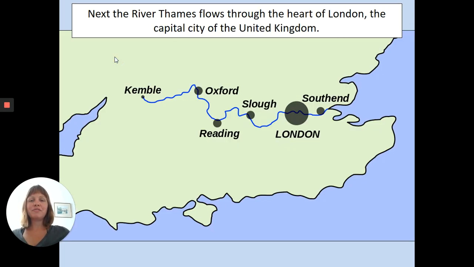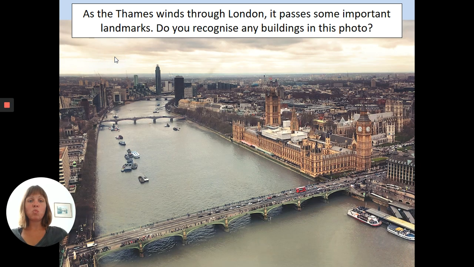Okay, so next, the River Thames flows through the heart of London, the capital city of the United Kingdom. We've taken a journey from Kemble through Oxford, Reading, past Slough, and we're going into the heart of London. And as the Thames winds through London, it becomes, as you can see, much wider and slower flowing as well. It passes some really important human landmarks. So we've got a mixture of physical geography, the river and the features of the river, and also human geography, which are the landmarks that we can see.